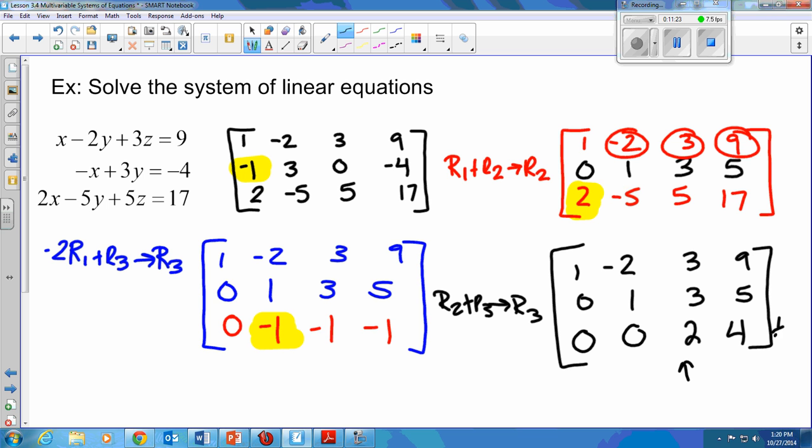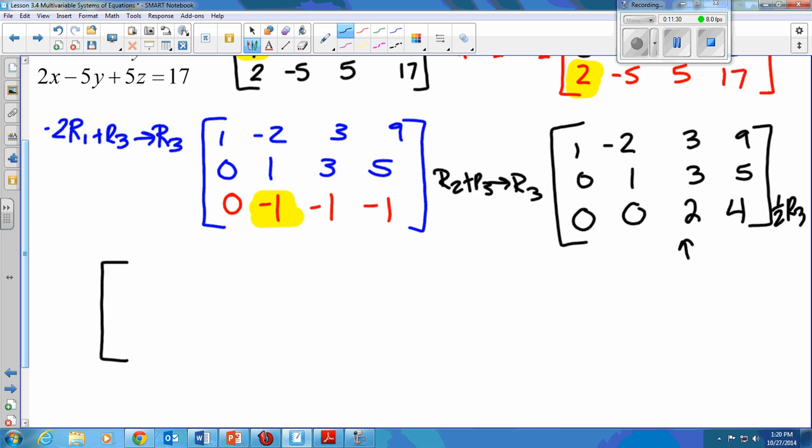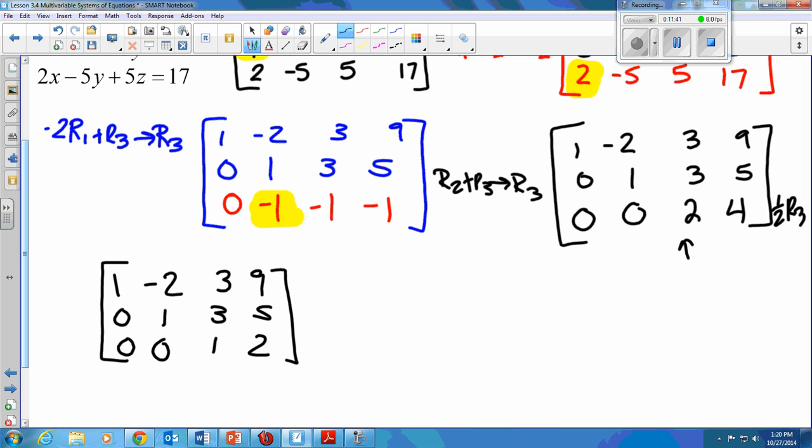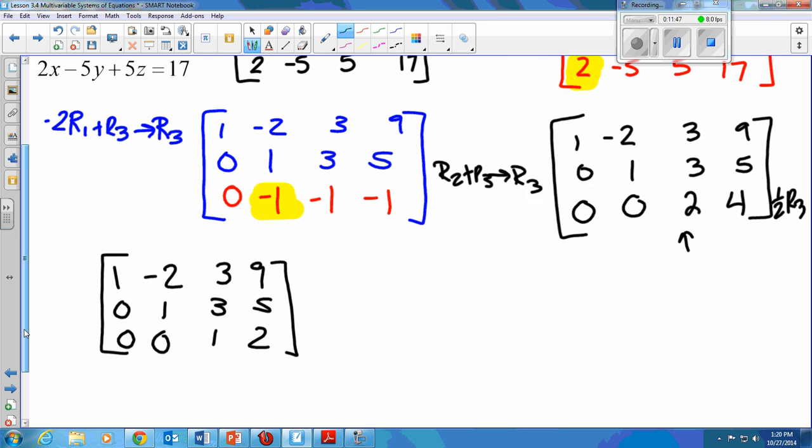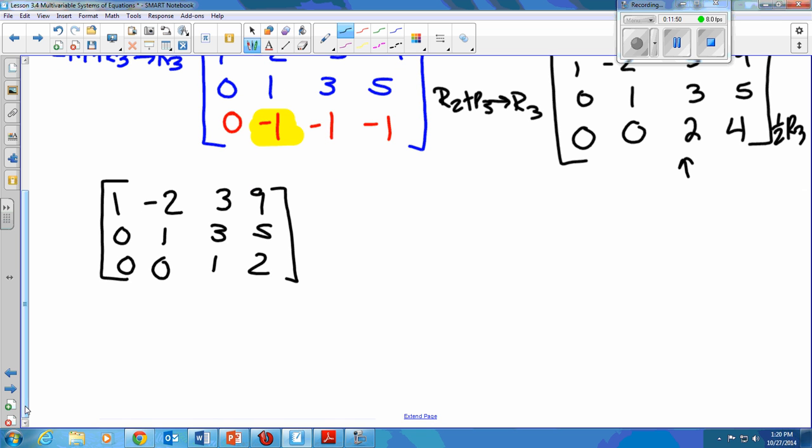So we multiply by half. We typically say we multiply everybody. Dividing by 2, multiplying by half, they're the same thing. So 1, negative 2, 3, 9, 0, 1, 3, 5, times a half, times a half, times a half, times a half. And now I'm in row echelon form, which means I've inherently solved for the last variable. In row echelon form, when I go back and write equations, the top equation is going to be x minus 2y plus 3z is 9. The middle equation, I don't have x, I just have y plus 3z is 5. And the last equation, I don't have an x or a y, I just have z is 2.